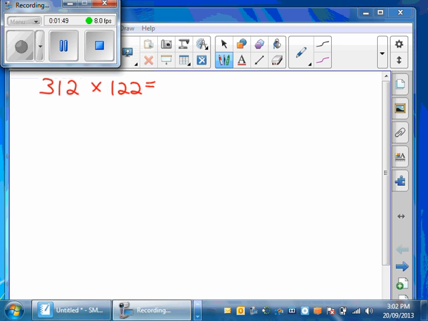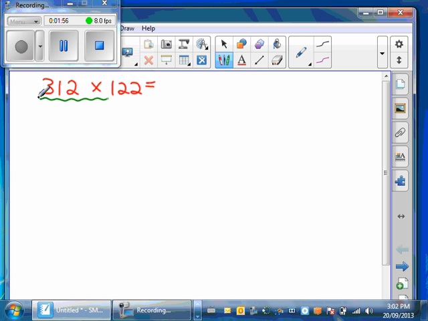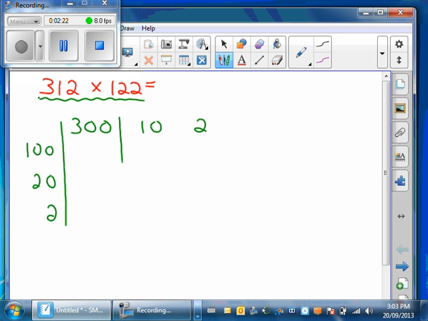Right, the matrix also works very well when we're dealing with three-digit numbers. So in this case, we have our equation of 312 times 122. What we're going to do is start by partitioning the number, which means breaking it apart, which is really 300 plus 10 plus 2 times 100 plus 20 plus 2. And now we just draw in our grid.